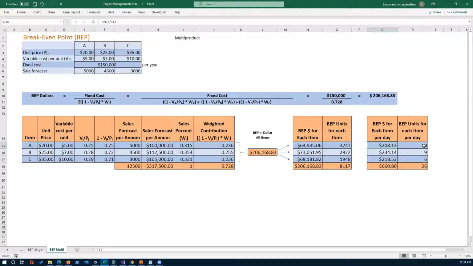Then we can find the units we need to sell per day by taking this and dividing by unit price. That will give us the number of item A we need to sell on a daily basis to break even, the number of item B we need to sell on a daily basis, and the number of item C we need to sell on a daily basis.